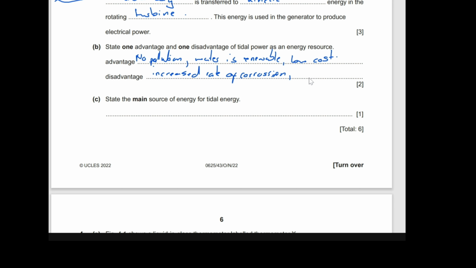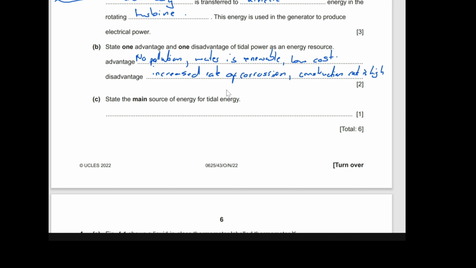Okay, you can also say high construction cost. Construction cost is very expensive to construct. Construction cost is high. State the main source of energy for tidal energy.